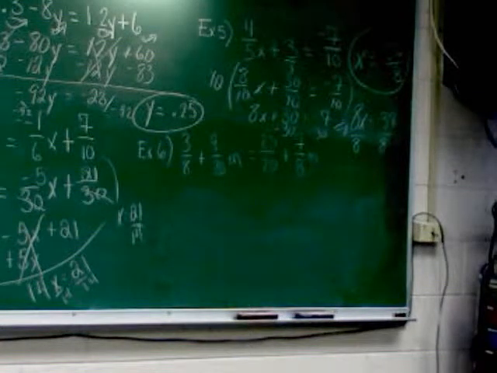Okay, one more, the nasty fraction problem. 3/8 plus 9/20 m equals 23/20 plus 7/8 m. Okay, common denominator of 8 and 20 is what? 40, good.